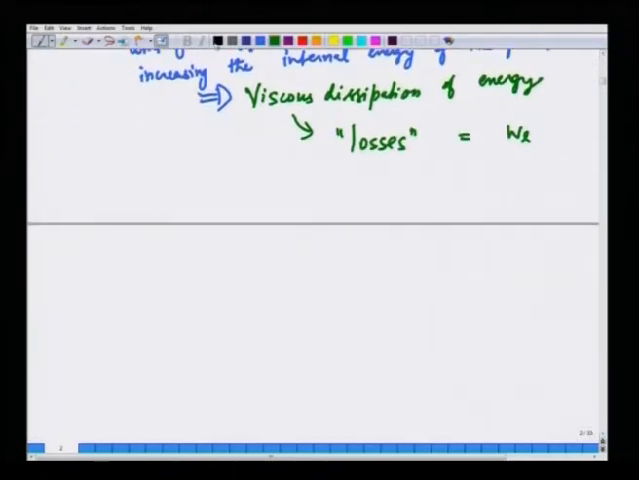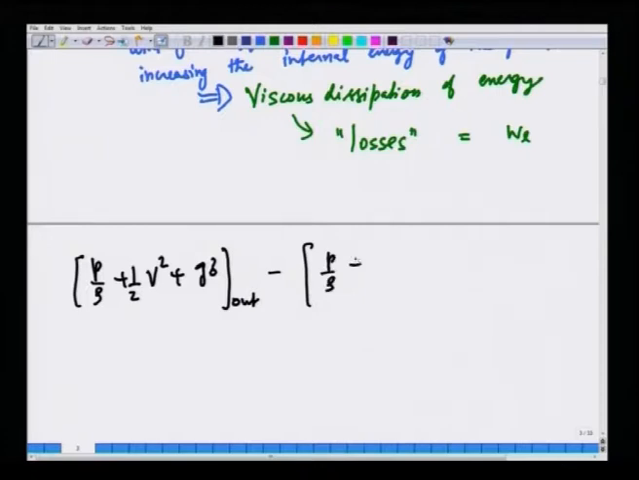So, you rewrite your simplified energy equation as P by rho plus half V squared plus gz at the outlet minus P by rho plus half V squared plus gz at the inlet is minus W shaft minus W losses. This is the viscous dissipation of energy, which implies that energy is transferred from macroscopic forms like work to internal energy.